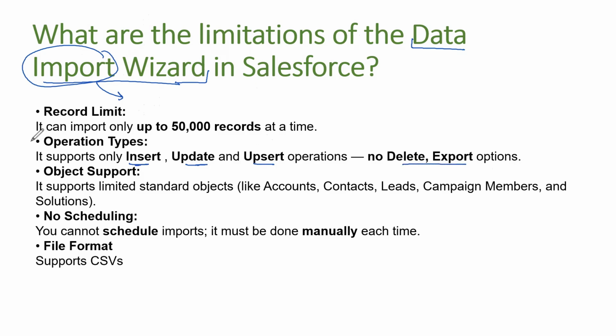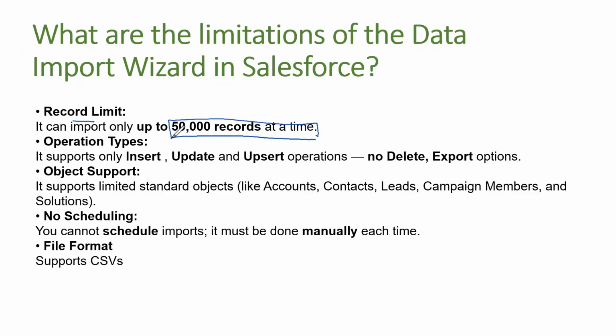Okay, moving ahead, there's a record limit with Data Import Wizard, and the record limit is 50,000 records at a time. So you can import up to 50,000 records at a time. Now, Data Import Wizard works with all the custom objects, but when it comes to standard objects, it supports only 5 standard objects that are accounts, contacts, lead, campaign members, and solutions. So you should remember these standard objects for your interviews.